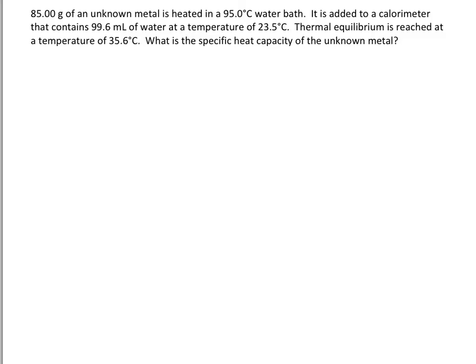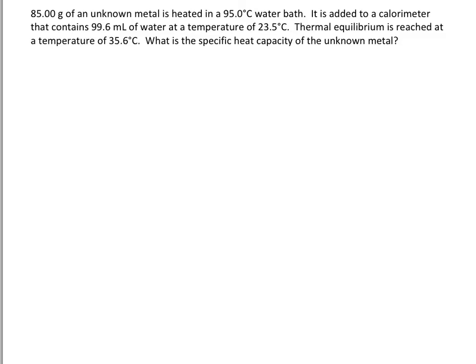So first we have 85 grams of an unknown metal, that's one substance, and it's heated in a 95°C water bath. So we're going to assume that's the temperature of the metal, that it's been sitting in there long enough that the temperature of the water bath is the temperature of the metal. It is added to a calorimeter that contains 99.6 milliliters of water at a temperature of 23.5°C. That's going to be our other substance. So in our calorimeter, we're going to have our metal and our water.